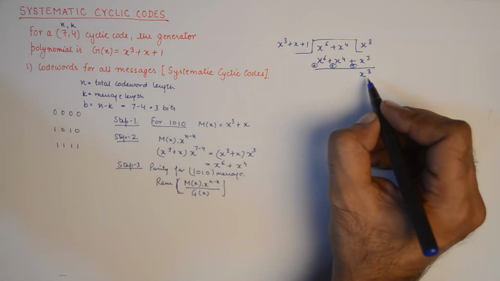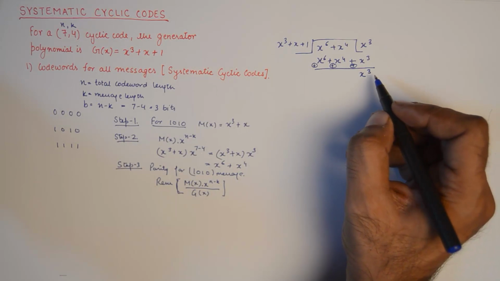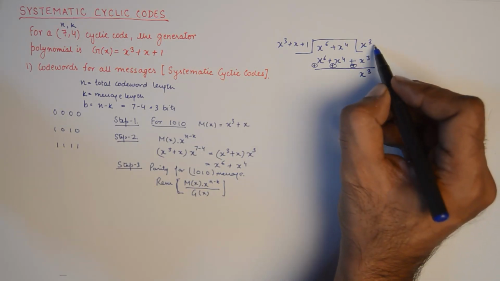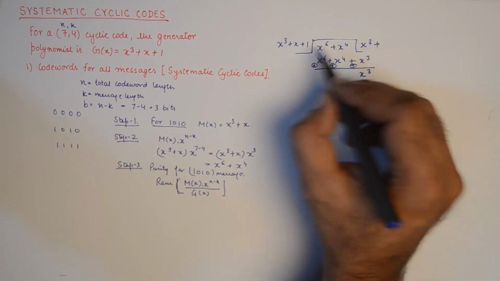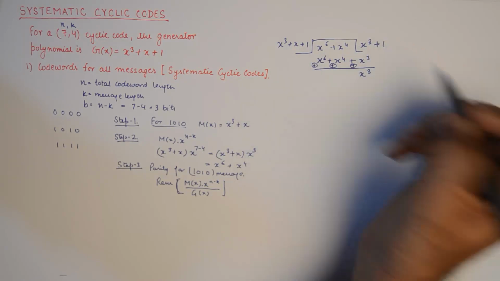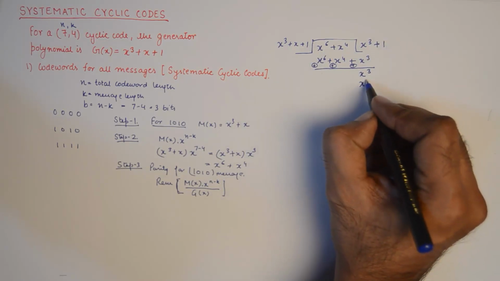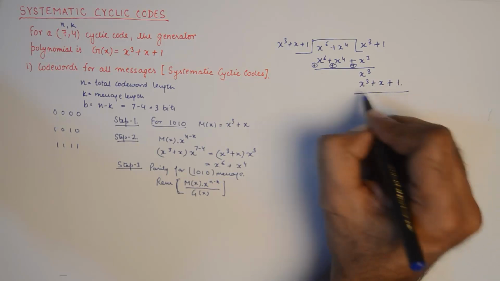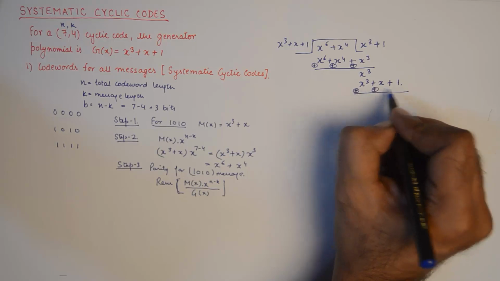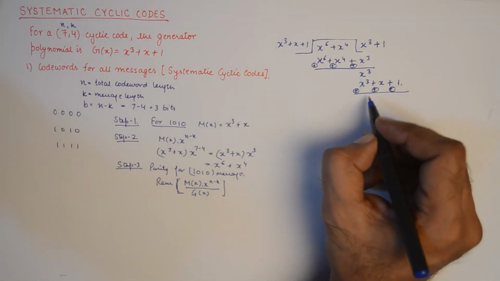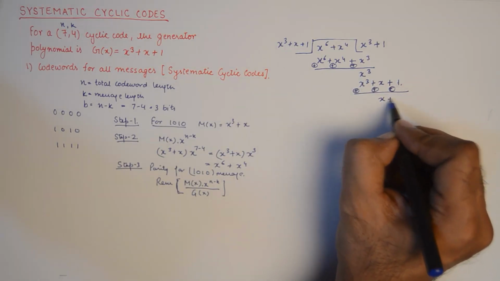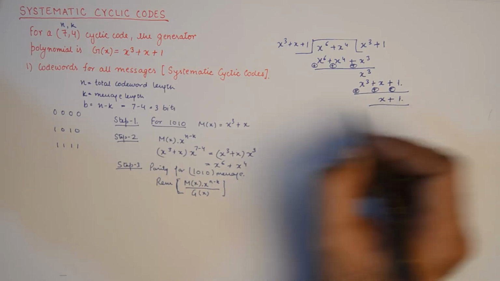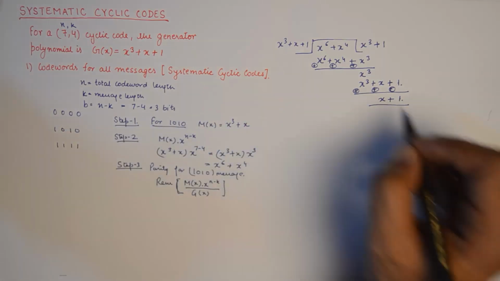Now please understand, then we have the task of, again we'll do 1 and we get x cube plus x plus 1, and XORing will give me x plus 1.